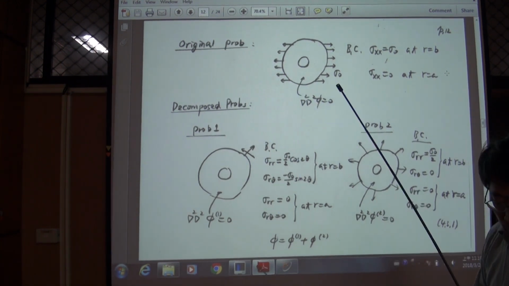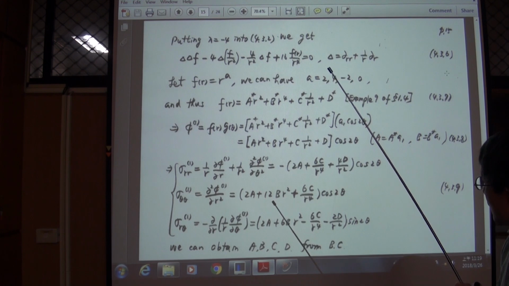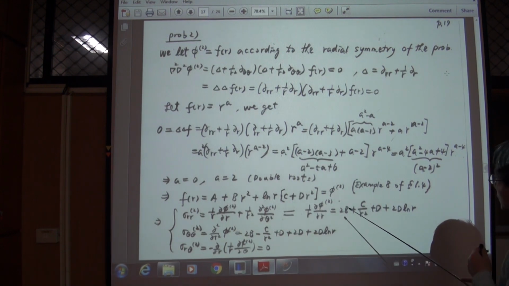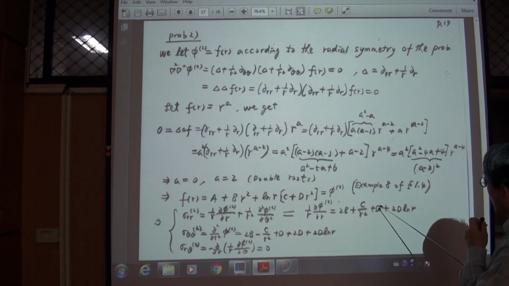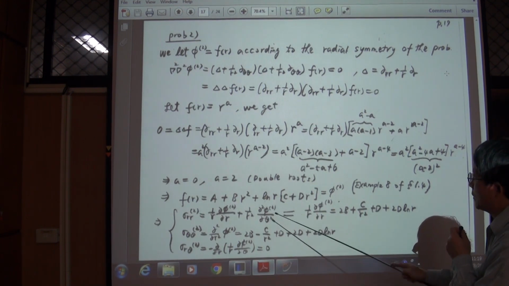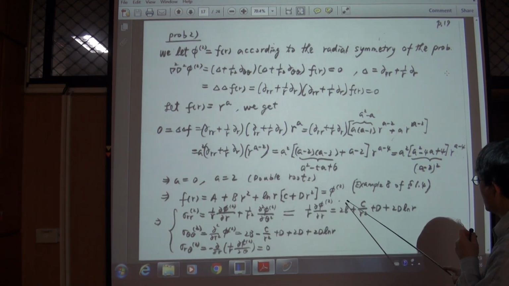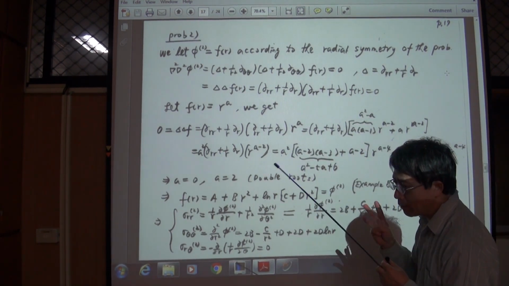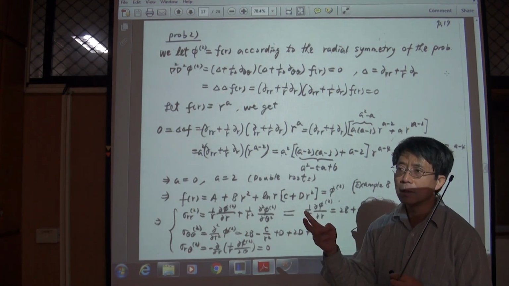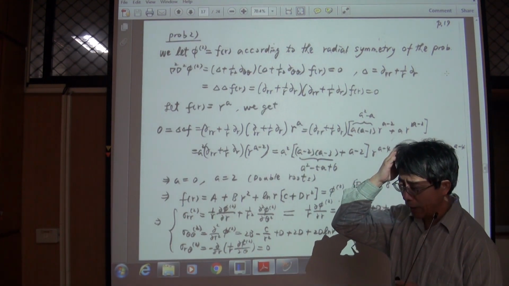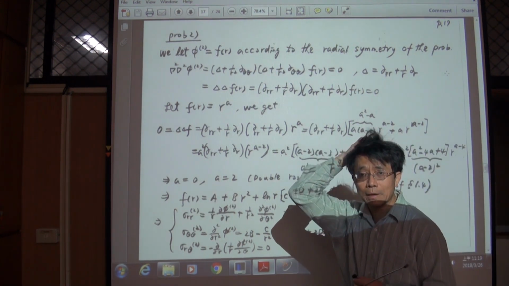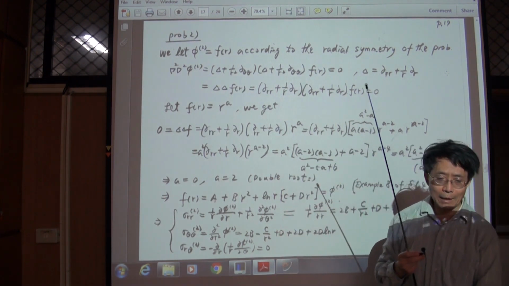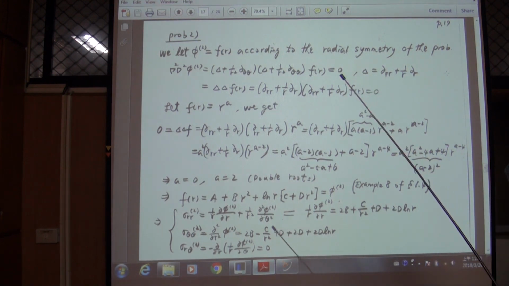2 conditions only. But we have 3 constants to be determined. Here we have 3 constants, B, C, D, right? So we have 3 constants, but we have only 2 conditions. So we don't have enough conditions to determine the constants now. But don't worry, we apply one more extra condition.